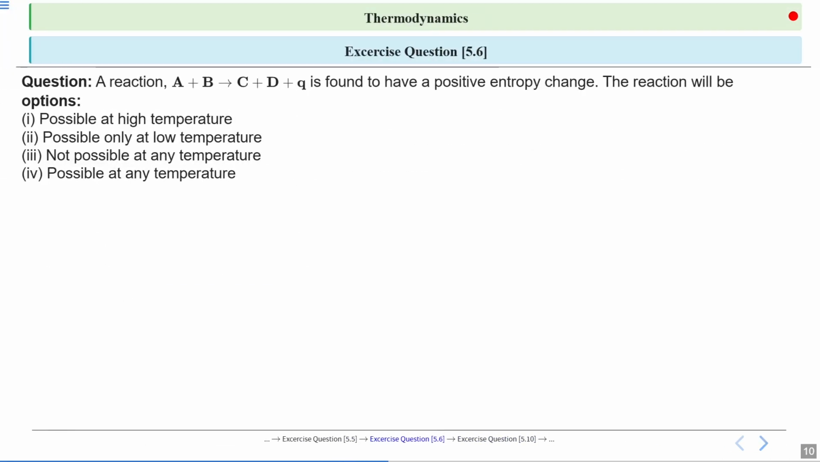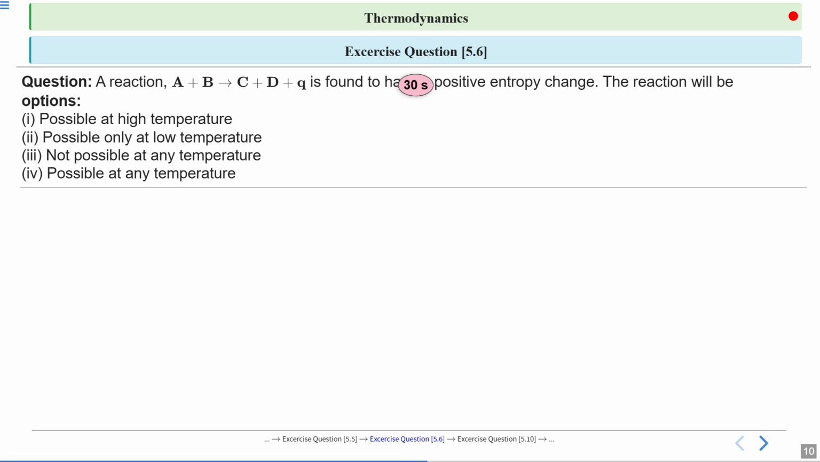A reaction A plus B is giving us C plus D along with some heat, which is represented as Q. Now you have to decide whether the reaction will be possible at high temperature. So basically you have to decide the spontaneity. Is it spontaneous at high temperature, at low temperature, at any temperature, or is it not possible at any temperature? These are the 4 situations which are mentioned.